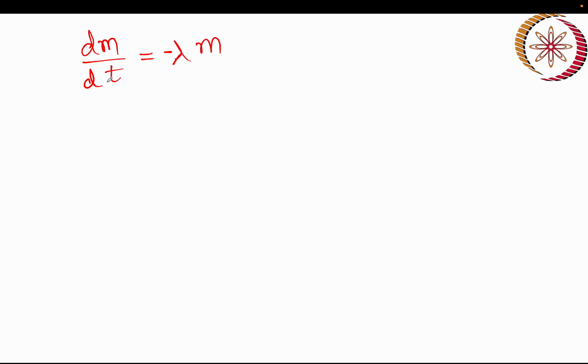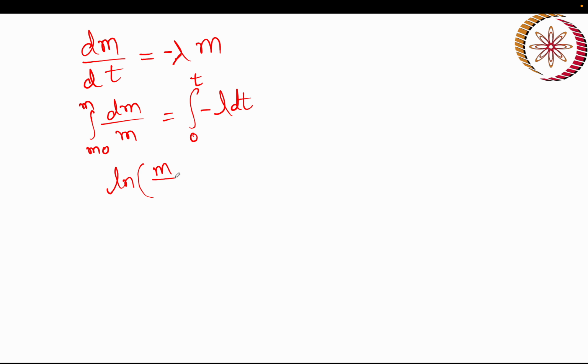Okay, so if we integrate this, we can use the variable separable form. On integrating, let's say m0 to m and t equal to 0 to t, we'll get log of m by m0 is equal to minus lambda t, and m is equal to m0 e raised to minus lambda t.